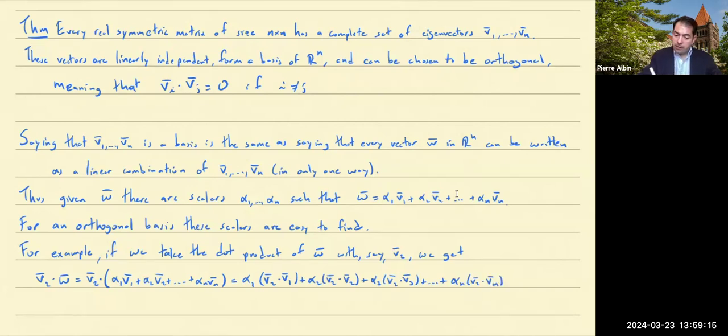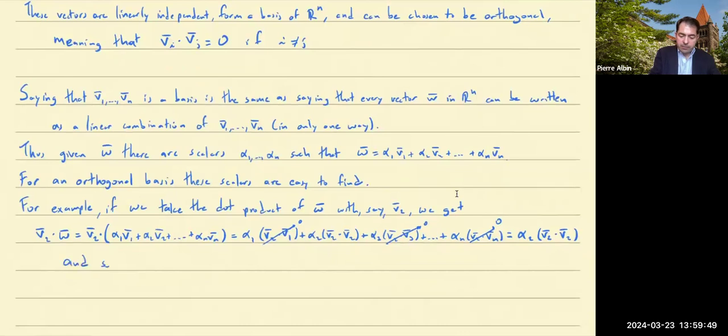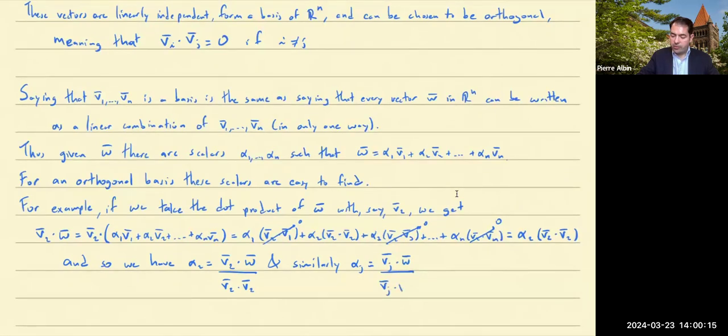Right, but this condition saying that the dot product of Vi and Vj is zero if i is different from j means that these are going to be zero unless we're looking at the second one. So dot product of V2 with V1 is zero, dot product of V2 with V3 is zero, dot product of V2 with Vn is zero. So the only term that survives in this sum is alpha 2 times the dot product of V2 with V2. And so we have alpha 2 is the dot product of V2 with W divided by the dot product of V2 with V2. And of course, there was nothing special about 2. Alpha j is equal to the dot product of Vj with W divided by the dot product of Vj with Vj for all j.